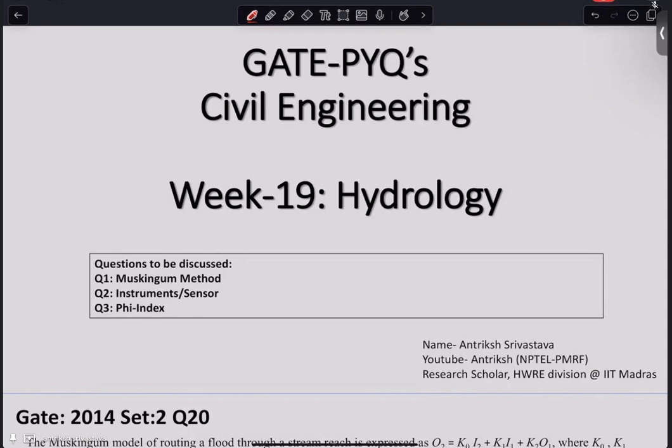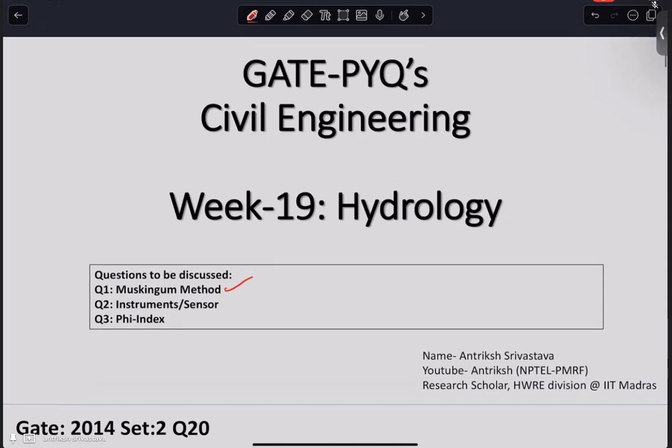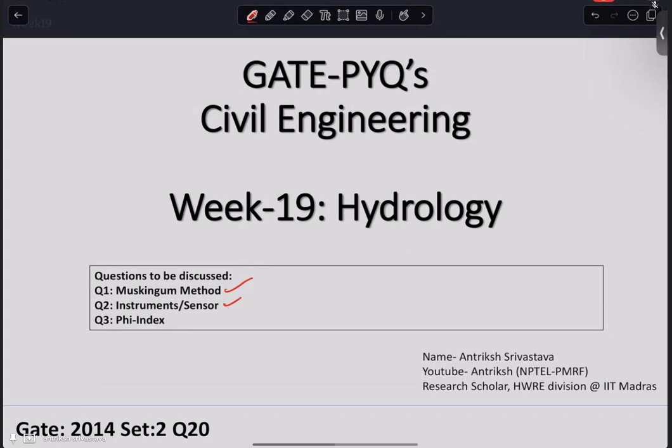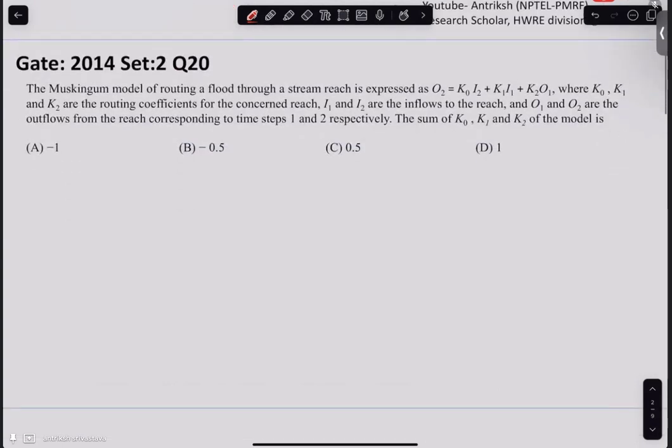Right. So, let's see. We are going to discuss hydrology. We'll have three questions. First is going to be based on Muskingum method theory. Second is just going to be match the following: which formula, which sensor is going to be used to measure. Maybe I should have written formula here also, right? Which is used to measure which quantity. Then we will have a simple question based on the phi index. Okay, let's start.